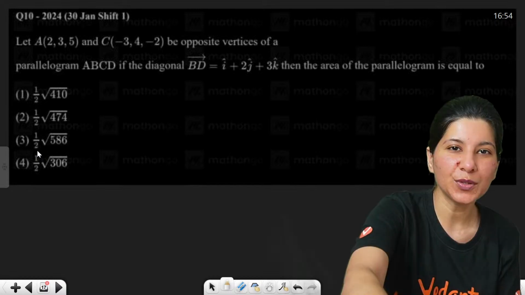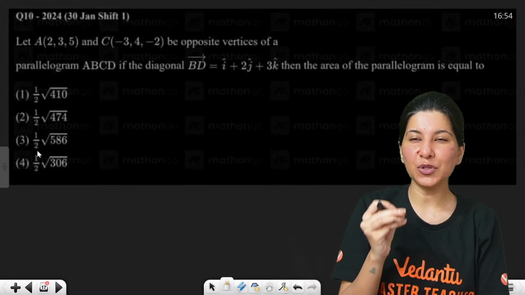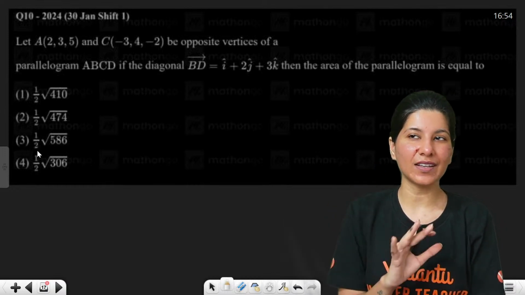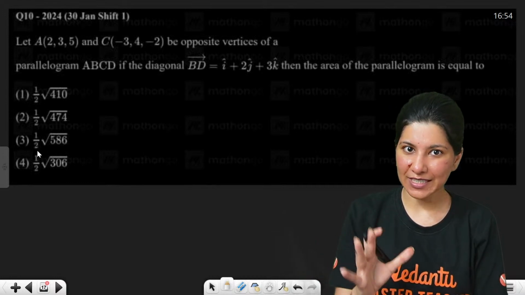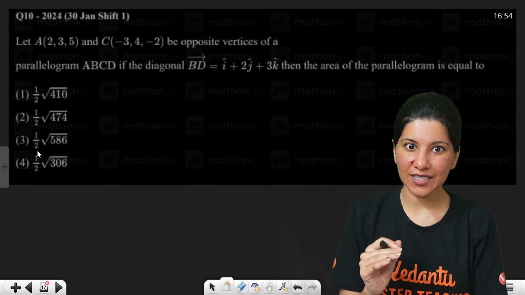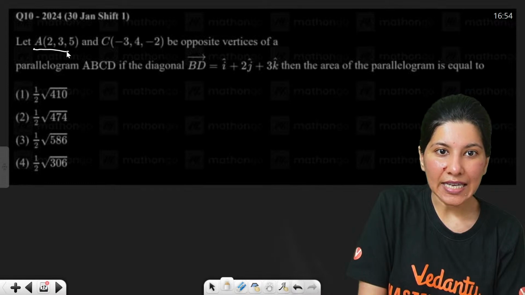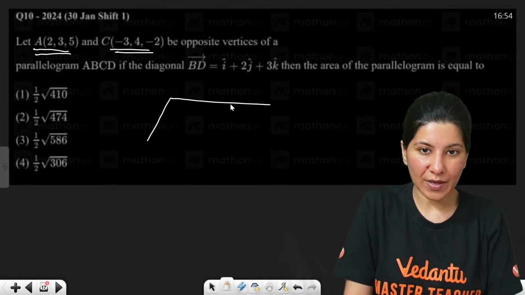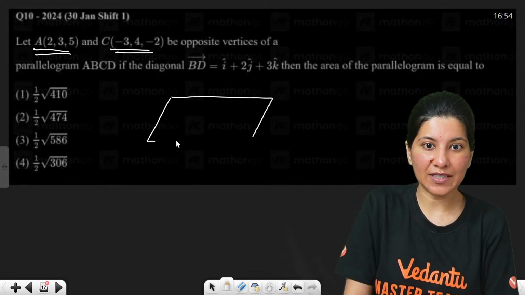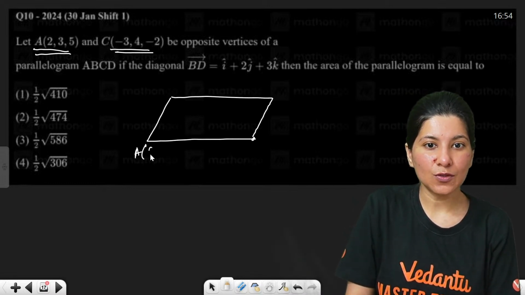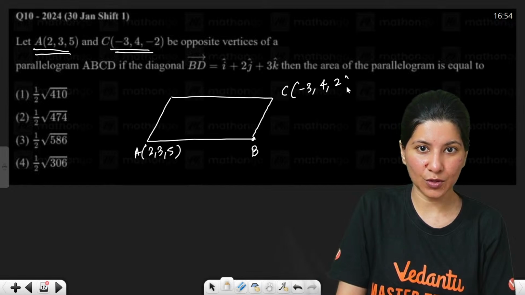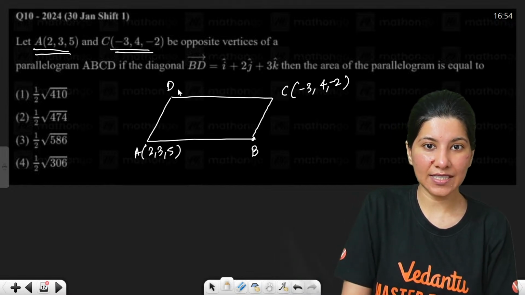I already told you this question was something wherein you have to keep using your brains a lot, a little bit trickier, but all the questions are not very difficult. Just like this question, can you see, a very easy question over here? A is given, C is given, and they are talking about a parallelogram. Let me draw it so that we have a better understanding. So A is (2, 3, 5), B is something we don't know, C is what they are giving, (3, 4, 2), and this is your D.